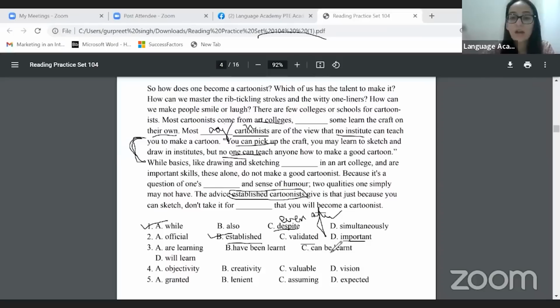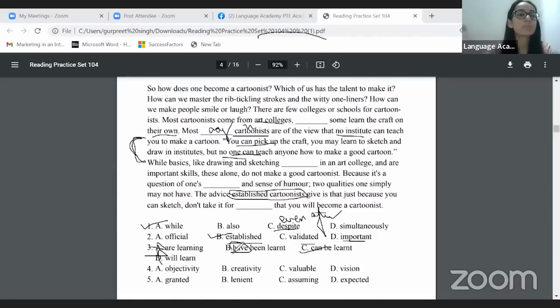Basics can be learned in an art college. The same writing style with can is being used. If we look at the other options, we cannot say while basics, drawing and sketching are learning, because that will mean drawing and sketching is learning how to draw. So drawing and sketching cannot do learn something. And it's not about future tense. And again, have comes with doer. Drawing and sketching have been learned by whom?